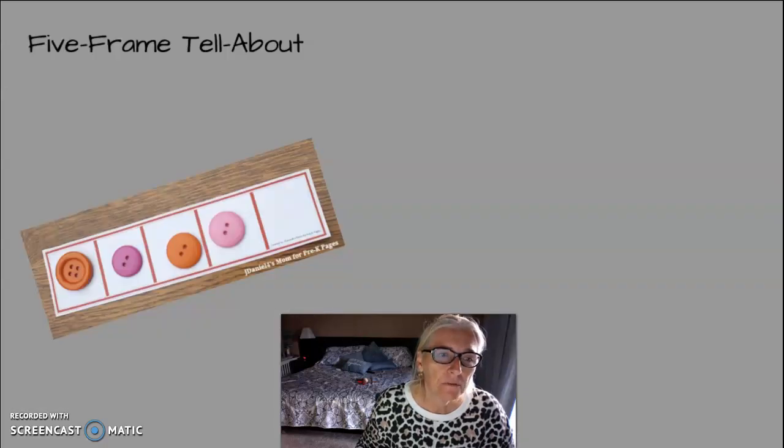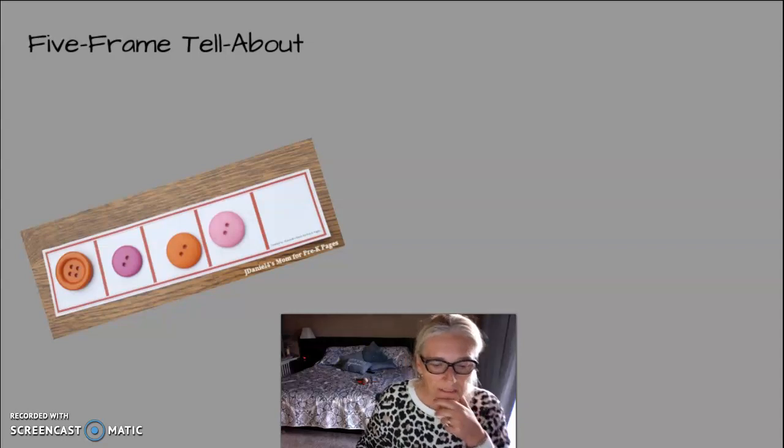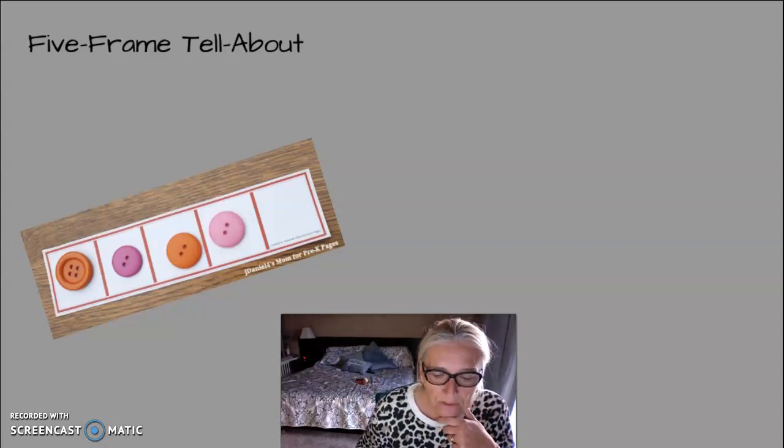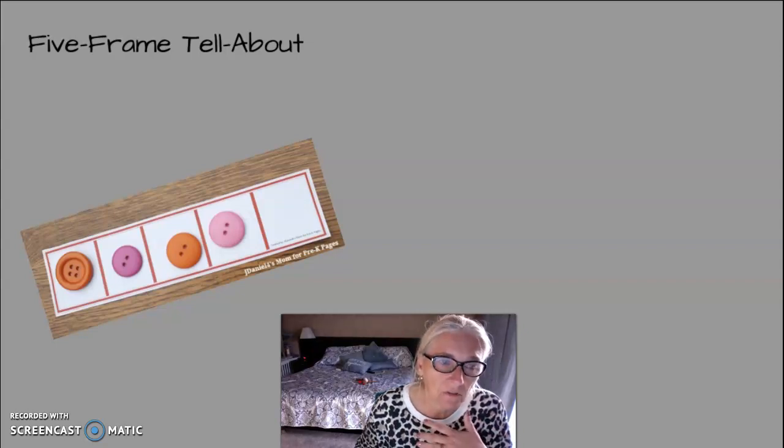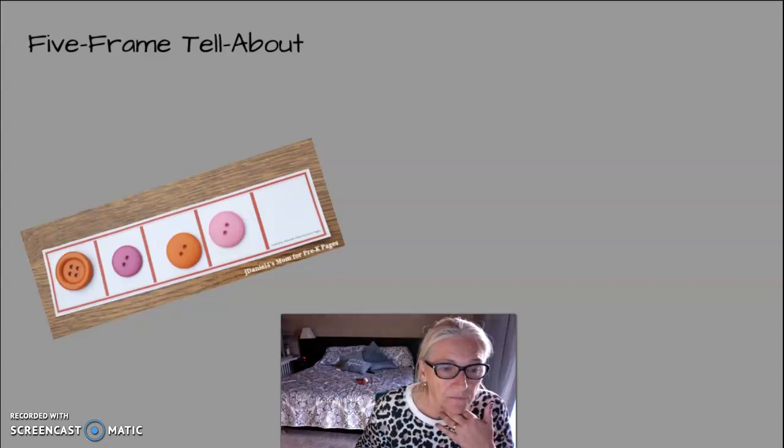So I chose a 5-frame tell-about as a strategy. I selected this because children are able to use manipulatives and make choices as to where they want to put their markers, so it makes the interaction a little bit more pleasant for the kids as well as for the teacher.